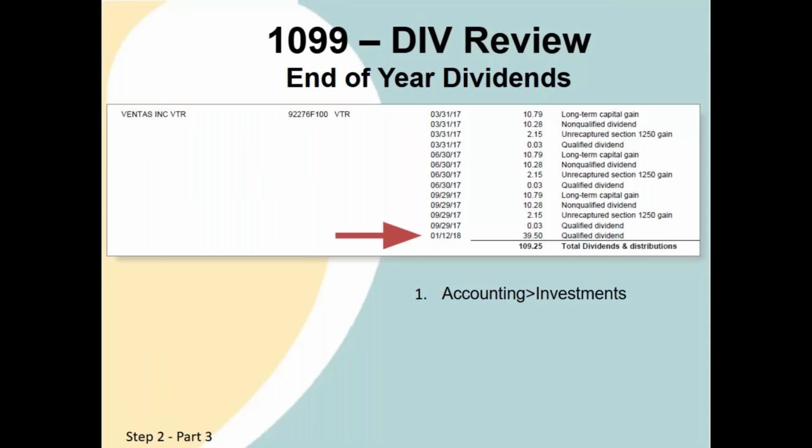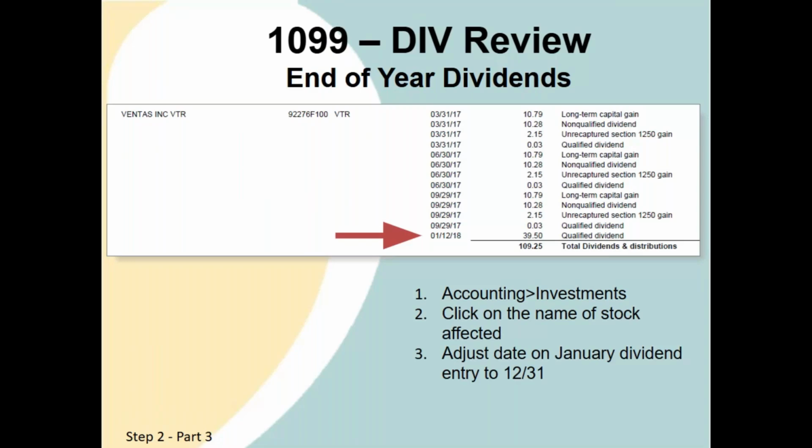Leave the tax program and go to Accounting Investments. Click on the name of the stock paying the dividend. Select Edit next to the entry affected and change the date on it to 12/31 of the reportable tax year. You can then return to step 2 of the tax prep process and continue. You should now see the dividend listed on the 1099 DIV review form, and the totals for the company in question should agree with the 1099.